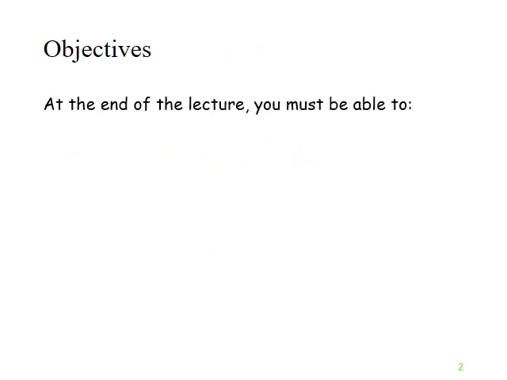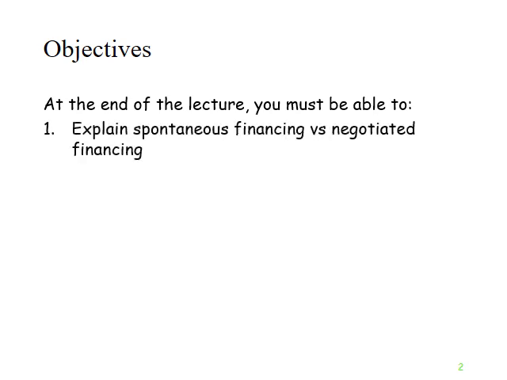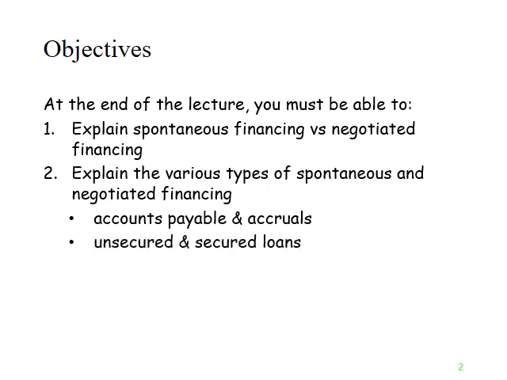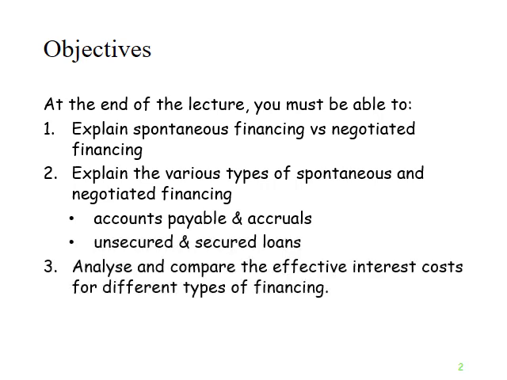Objectives. At the end of the lecture, you must be able to: one, explain spontaneous financing versus negotiated financing. Two, explain the various types of spontaneous and negotiated financing: accounts payable and accruals, secured and unsecured loans. Three, analyze and compare the effective interest costs for different types of financing.